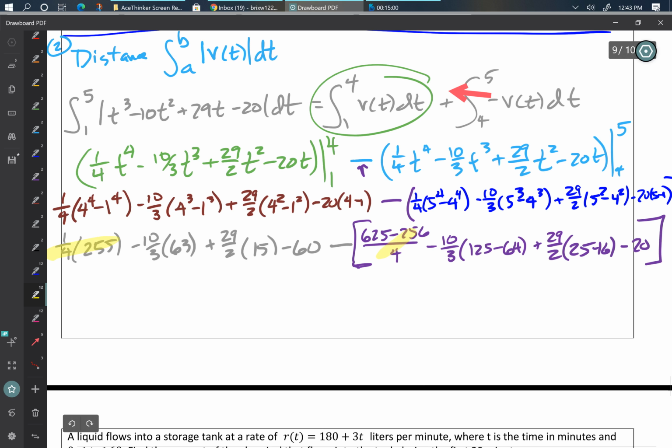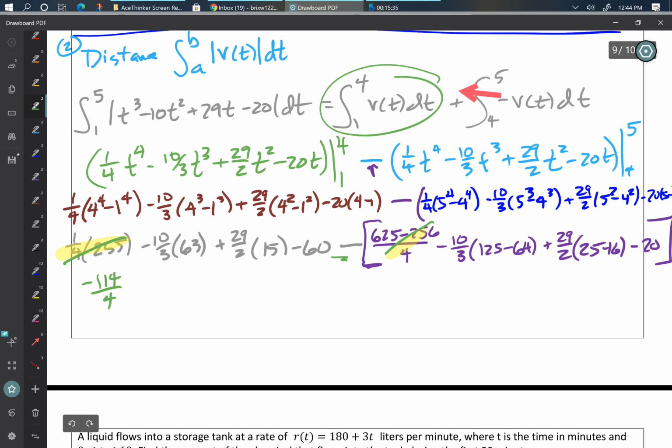These are fourths and these are fourths, so I'm going to put those together. 625 minus 256 gives me 369 plus 255 gives me 624. So I'm going to get 624 over 4, and those are gone and those are gone. Wait. I did something wrong there. 255 minus the quantity, 625 minus 256, negative 114 over 4. Oh man, almost screwed that up. I forgot the negative. Oops.